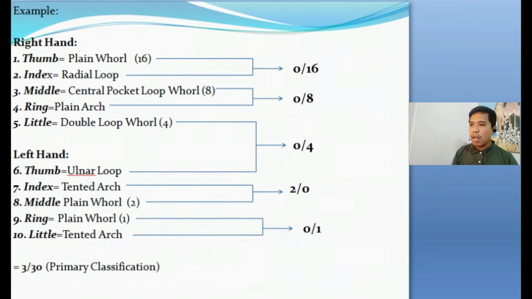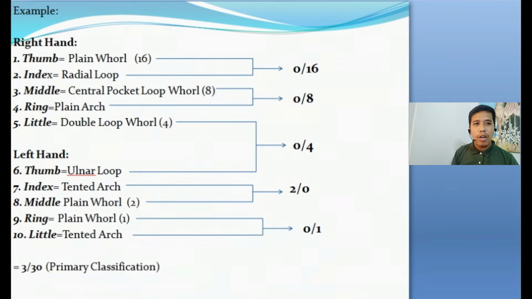Another question. What if all of the fingerprint patterns of the suspect are word patterns? Everything, starting from the first finger up to the last finger, all word patterns. So how much would be the primary classification? Lumabas po yan sa 2018 Criminology exam. So magkano yung primary classification mo? So again, analysis guys. Analysis.